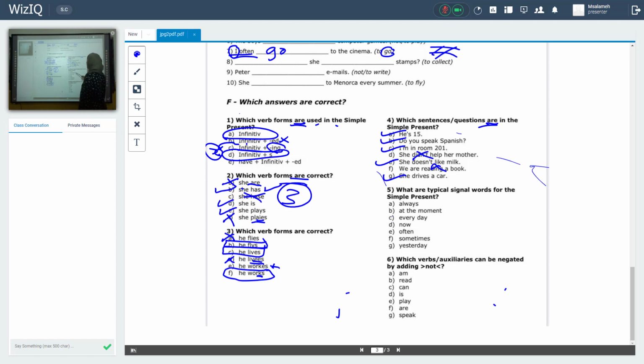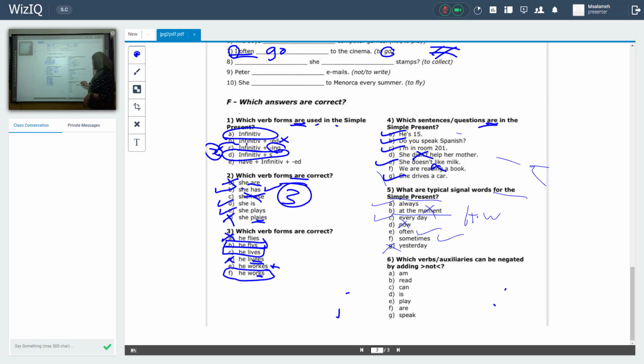Okay. What are typical single words for a simple present? Here we mean key words. Always. It's right. At the moment, it's wrong because it's a keyword for what? Present progressive or present continuous. Every day, it's right. Now, no, it's for present continuous. Okay, often, it's right. Sometimes, right. Okay, yesterday, it's wrong. Why? Because yesterday means in the past.